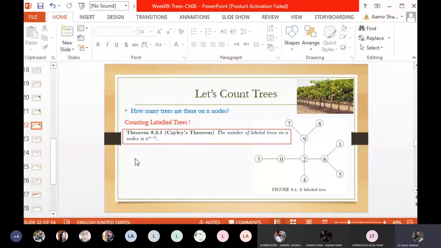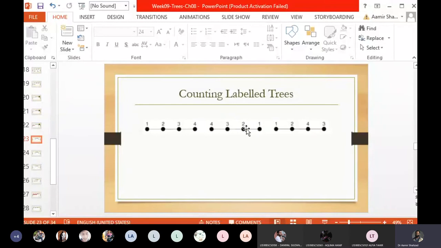You can see if we have four nodes, we can define different trees. Agar to inke upar label na laga ho, so all these trees are the same. Lekin agar label laga hua hai, to 1, 2, 3, 4, 4, 3, 2, 1, 1, 2, 4, 3, and many, many more will be different trees. So it can have 4 raised to the power 4 minus 2. 4 minus 2 is 2, so 4 squared is 16. We can have 16 labeled trees on 4 nodes.